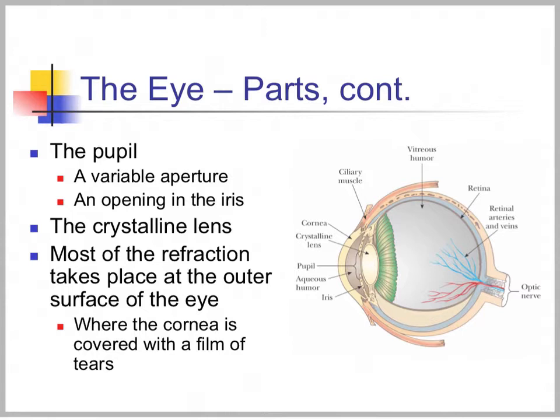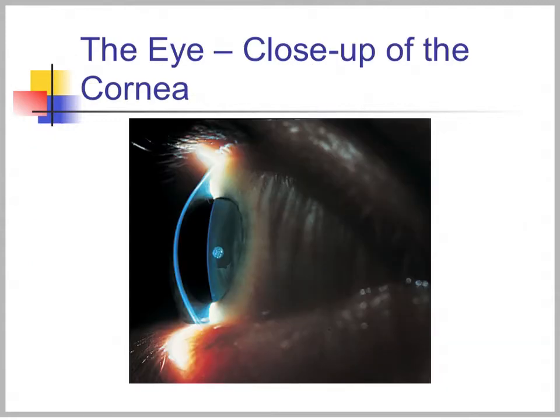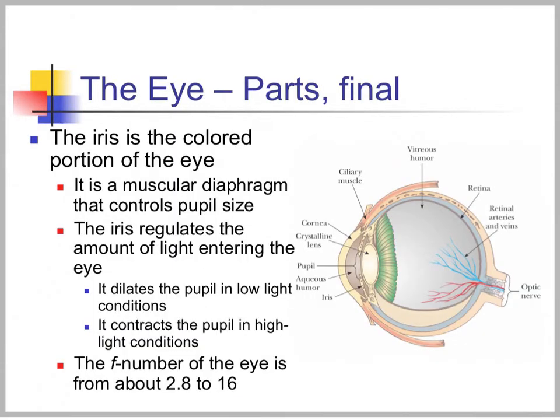And then we have the crystalline lens. So most of the refraction takes place at the outer surface of the eye, up here where the cornea is covered with a film of tears. We can see this better if we look at a close-up of the cornea. Here we see the cornea in the light. Behind it's the aqueous humor, that clear liquid behind it, and then we see the iris here in the eyeball. So this front surface here is where most of the refraction is going to take place. So the iris is that colored portion of the eye. It's a muscular diaphragm that controls pupil size.